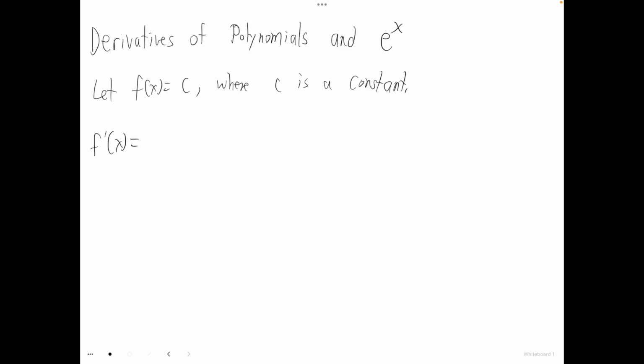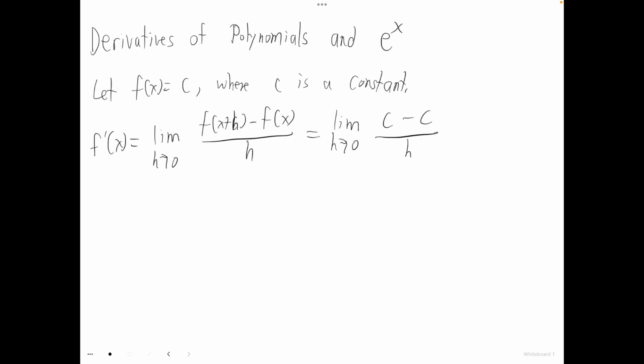Now if we use the definition, we have that the derivative equals the limit as h goes to 0 of f of x plus h, minus f of x, divided by h, which equals the limit as h goes to 0 of f of x plus h, which will just be c, because you always get c out of this function, minus c, divided by h. So we have the limit as h goes to 0 of 0, which is just 0.